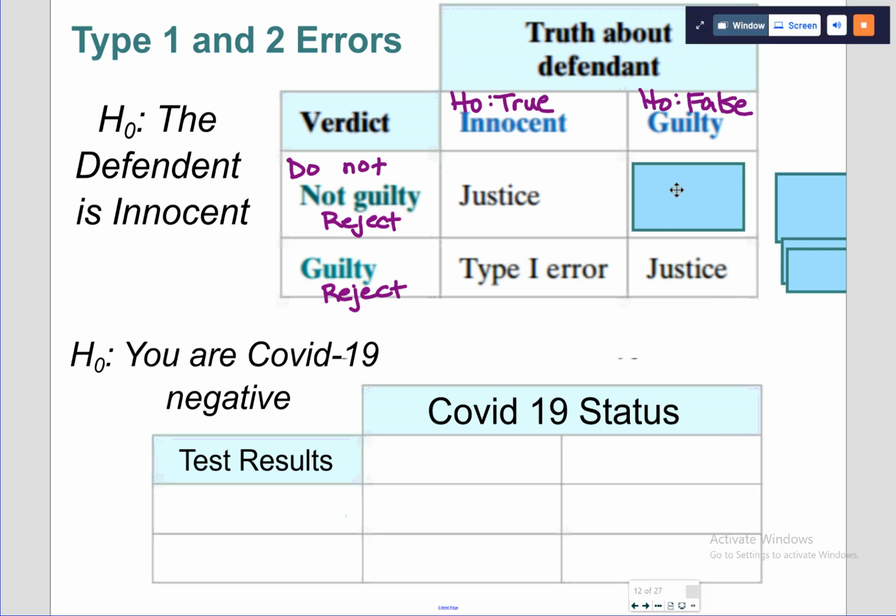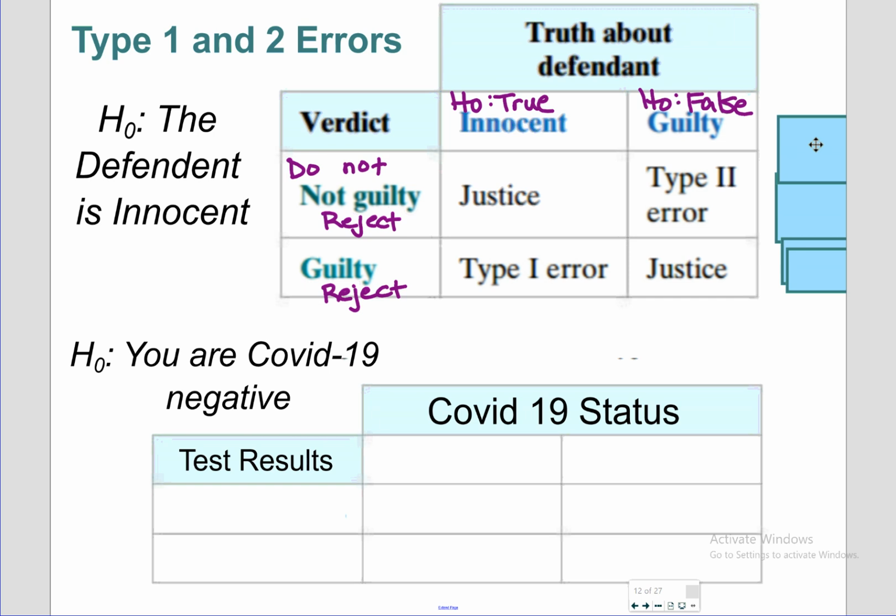And then the other error that we might see is if you're guilty, but the jury finds you not guilty, okay? They don't have enough evidence to convict of a crime. Okay, so we might see those in real life. Another example are test results.